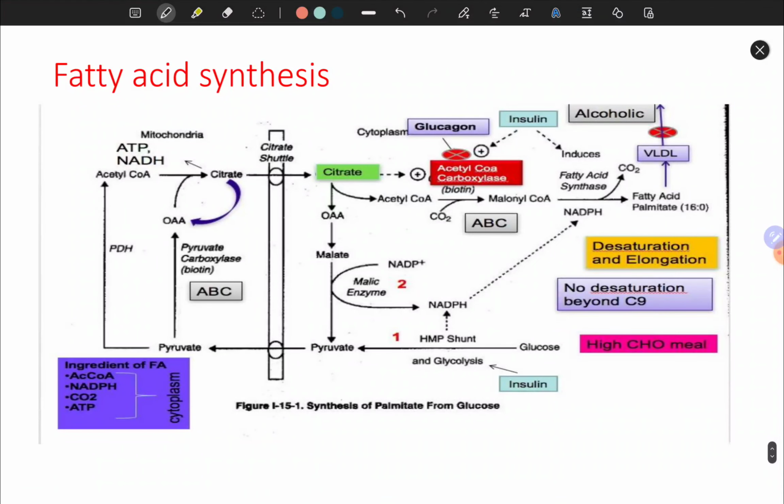Look to this diagram and write short notes only, short notes. Fatty acid oxidation and fatty acid synthesis are different in the location. Fatty acid oxidation occurs inside the mitochondria.